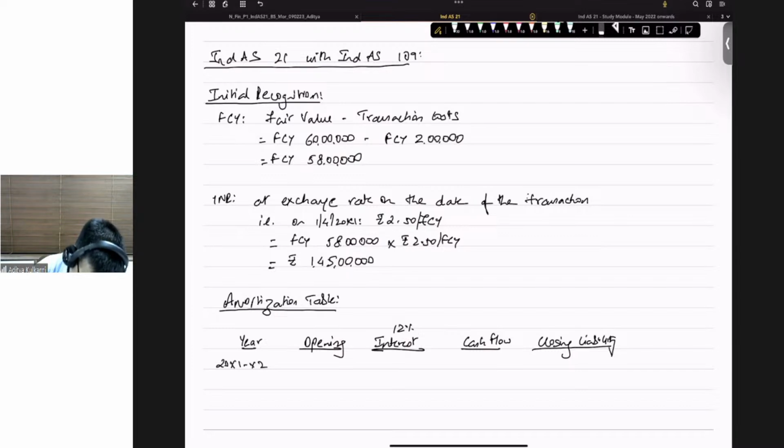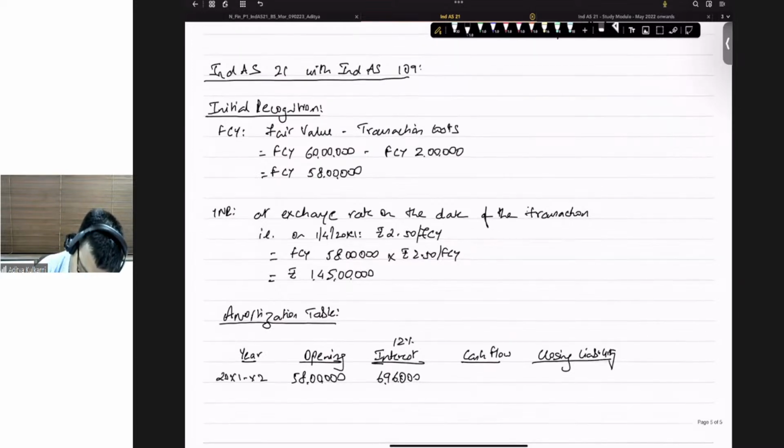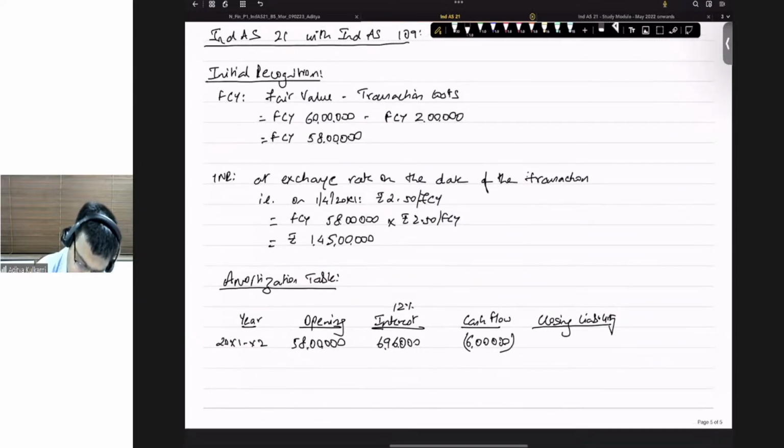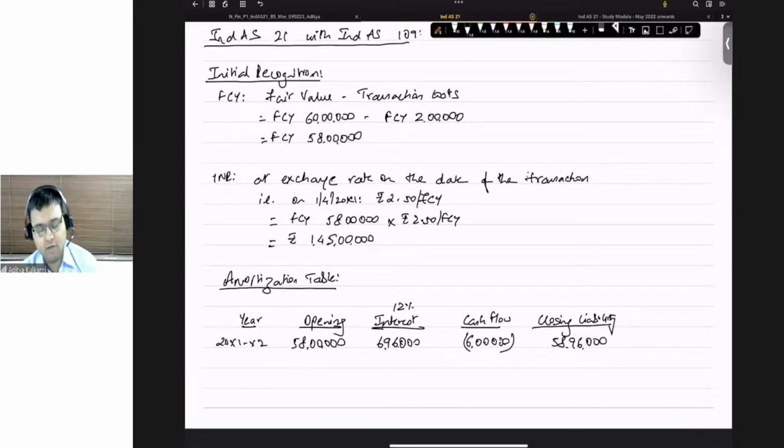So opening balance is 58 lakhs. Am I right? Yes. That is the loan taken. 58 lakhs at the rate of 12%, you get 6,96,000. That is also right. Out of which you are paying 6 lakhs. So therefore, the closing balance will be 58 lakhs 96,000.